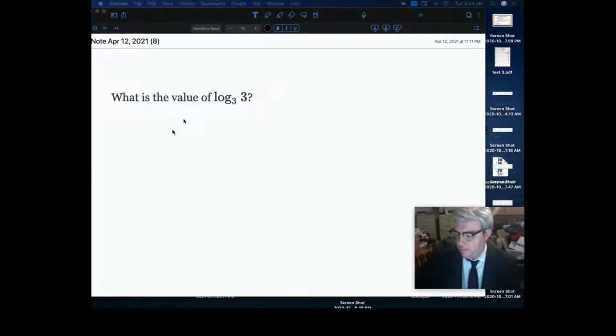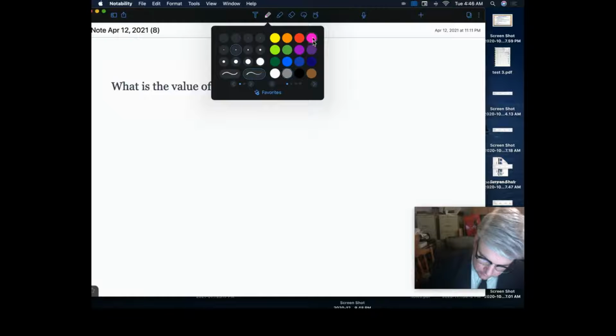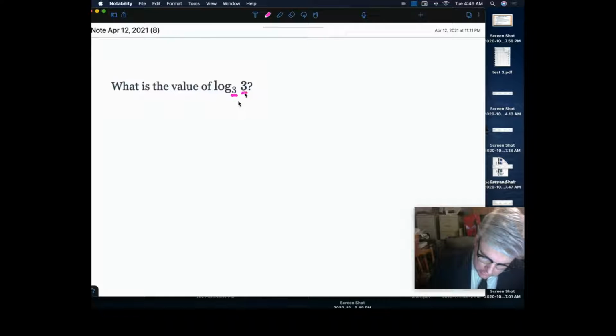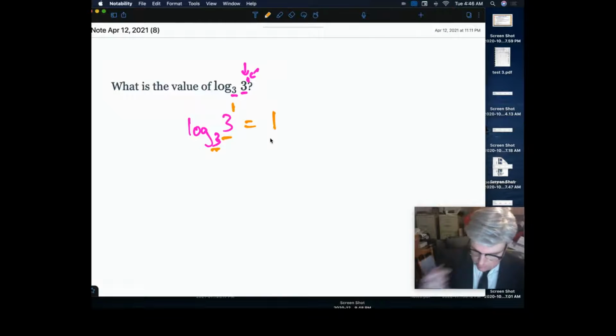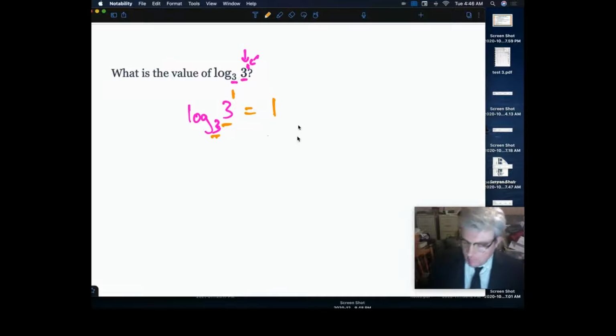What is the value of log base 3 of 3? When we see this sort of situation, we know that when the base matches the argument, it's the exponent. So the exponent here is 1. In other words, this is log base 3 to the 1. Because these two match, it's just the exponent. So it's just 1. Easy enough. Let's go to question 2.